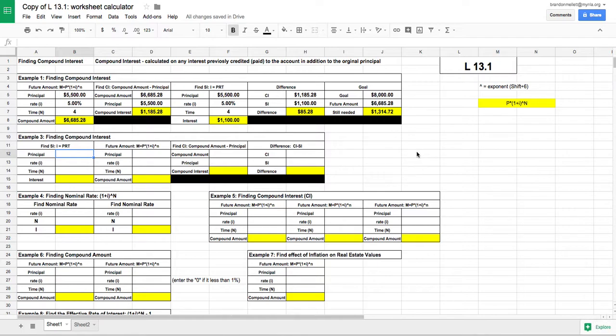Example 2 is not on here for a reason. What it demonstrates there is splitting the interest rates and the times that things are compounded, and we'll explain that more in example 3. So in example 3, an investor has $2,500 in an account paying 6% compounded semi-annually for 5 years. We need to find the future amount, the compound interest, and the amount by which simple interest calculations underestimate the compound. So let's take a look at that.